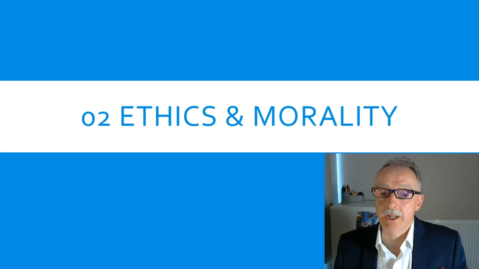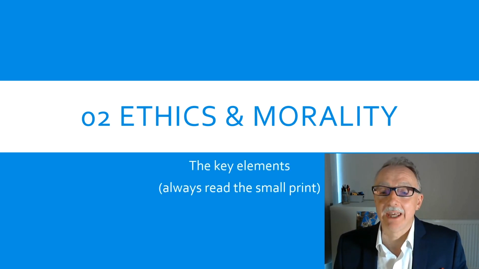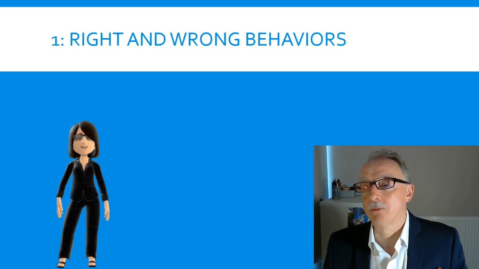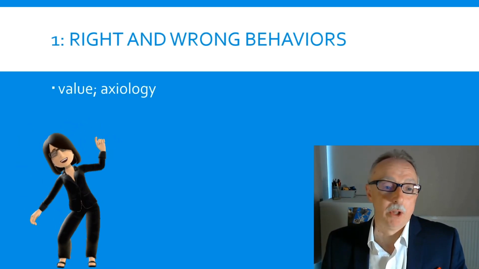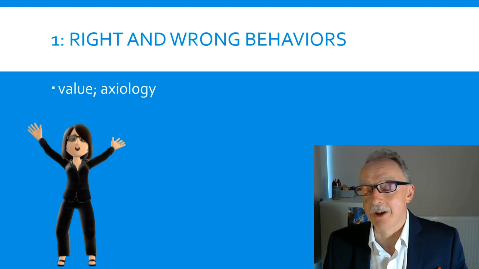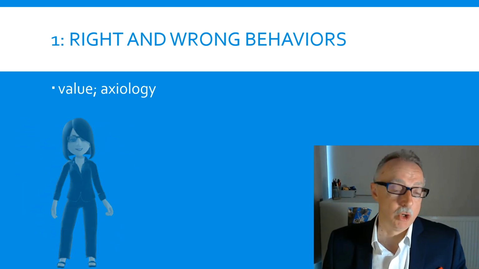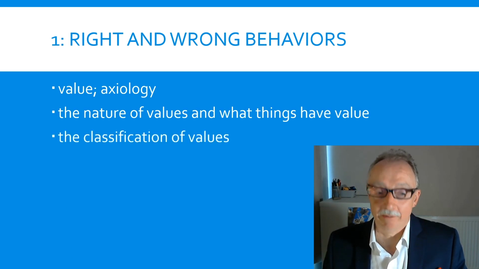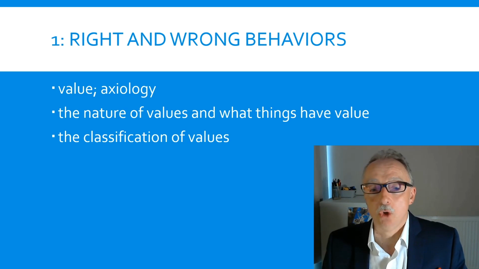Okay, so let's get into it. If you are thinking of studying ethics and morality, then these are the key elements. The first element of any study of ethics and morality will need to look at right and wrong behaviours. In other words, by reference to values, which itself is an area of study called axiology, and you're going to be looking at the nature of values and what things have a value, and in doing so you'll be involved in the classification of values.